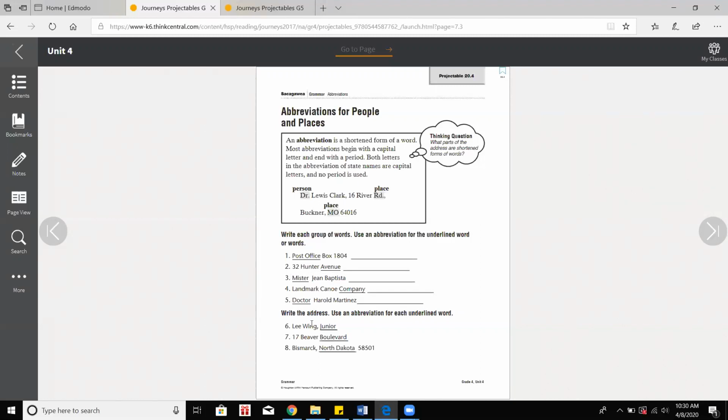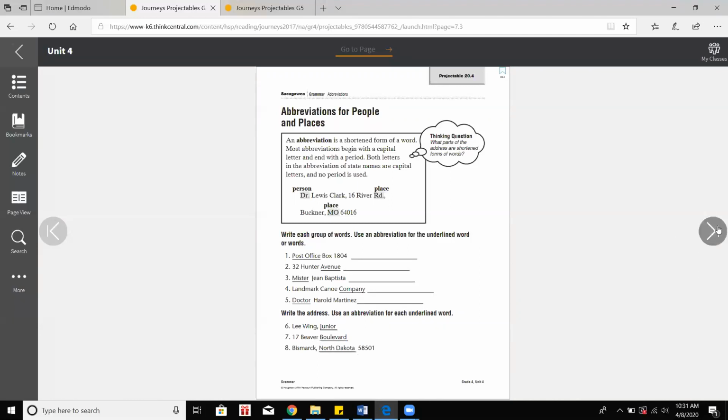Okay, now we have second set of examples. It says write the address, use an abbreviation for each underlined word. Number six, you have Lee Wing Jr. So what is the abbreviation for junior? Number seven, 17 Beaver Boulevard, abbreviation for boulevard. And then eight, you have Bismarck, North Dakota, 58501. What is the abbreviation for North Dakota?